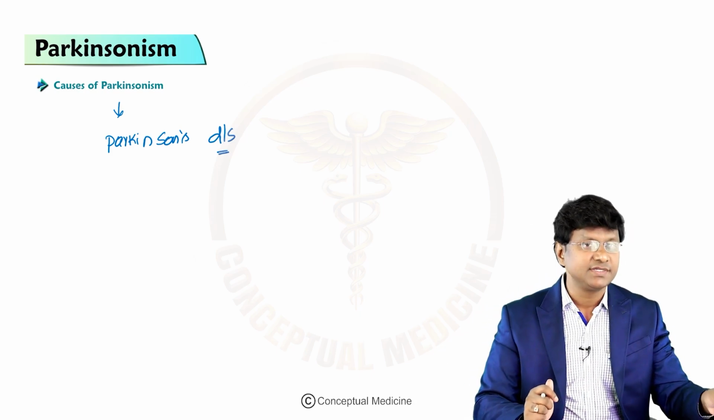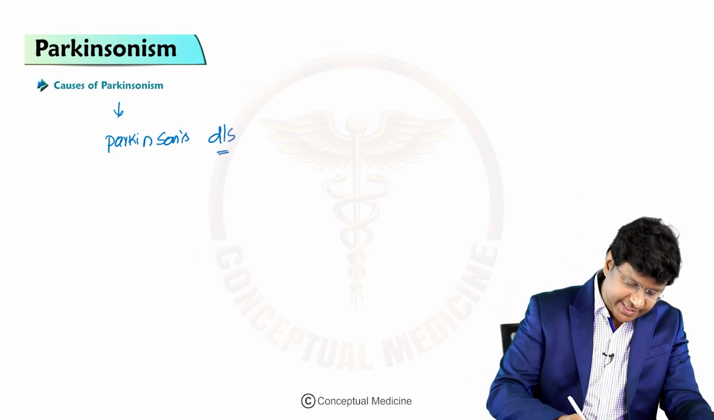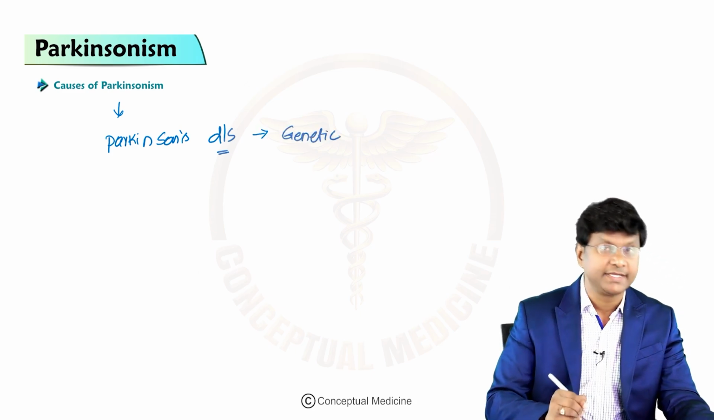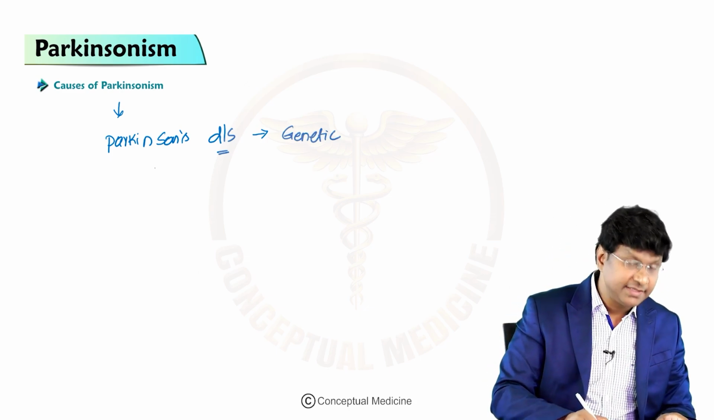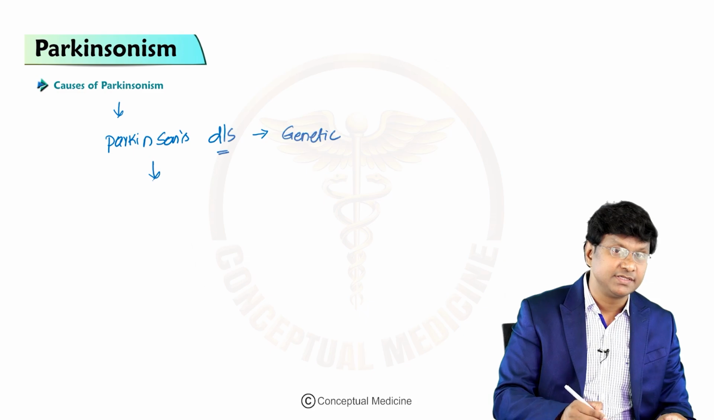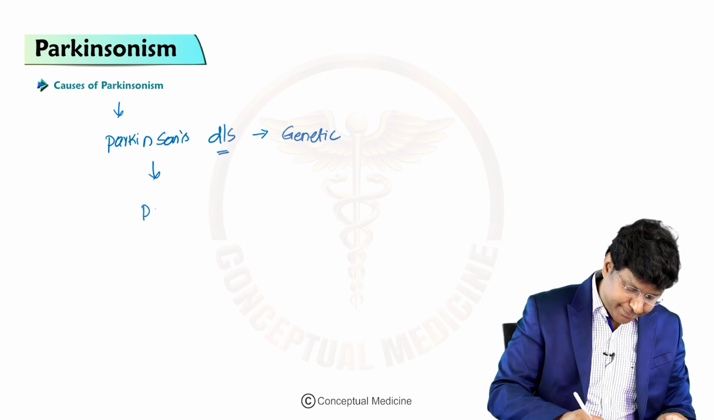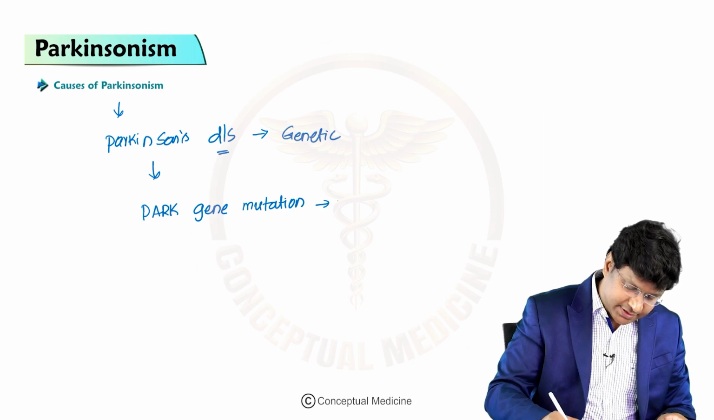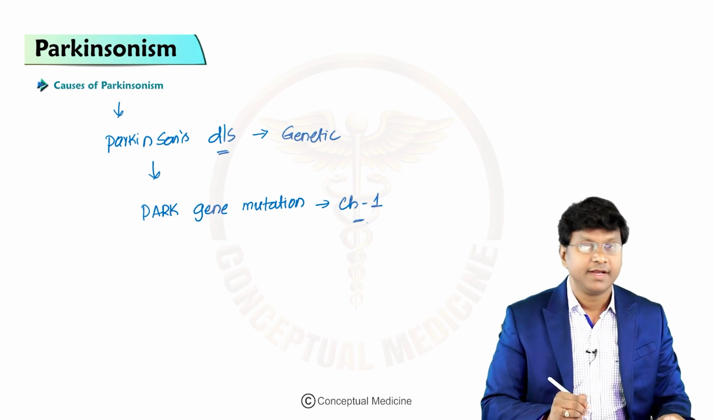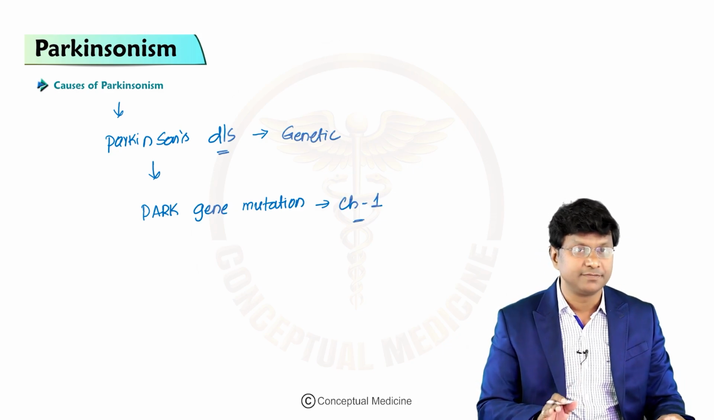So, Parkinson's disease, you know, it is a genetic disorder causing Parkinsonism, and that will be the most common cause for Parkinsonism. And the defect in case of Parkinson's will be in the PARK gene, right? There will be PARK gene mutation. And where is this particular PARK gene present? This is present on chromosome 1.